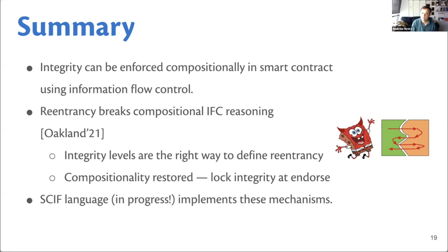We can define what reentrancy is better in this way. And then that also gives us a mechanism for restoring that nice compositionality so that we can now more freely combine different contracts together and other kinds of software. This actually works beyond smart contracts. So we can get a locking mechanism that provably enforces the right definition of reentrancy. And in fact, we have a language that's in progress that I've shown you some snippets from that implements the mechanisms that I've been talking about. Okay, so with that, I'm happy to take any questions that we have time for.